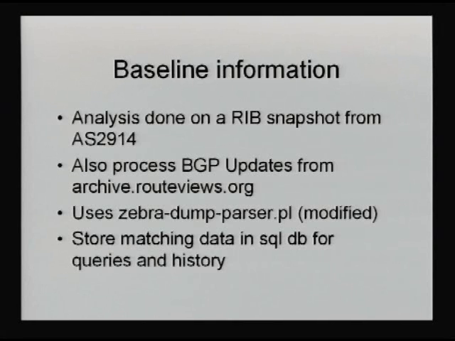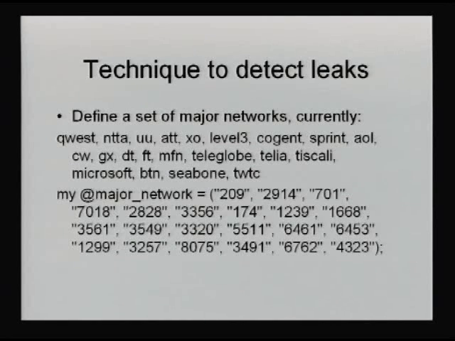So what I do is I take a RIB snapshot from 2914. I also process all the BGP updates that are stored in MRT format over at Route Views, because there's a lot of data there which reveals a lot of stuff which we obviously don't see from our network's perspective. I've got a set of networks that I've declared as quote-unquote major networks. You can argue whether or not they should be listed here, but it's an evolving list and it can continue to be added onto.